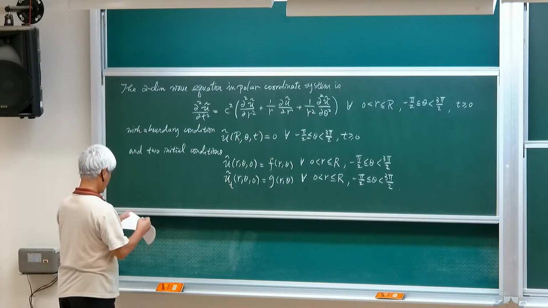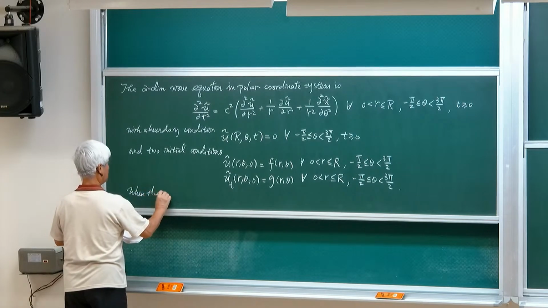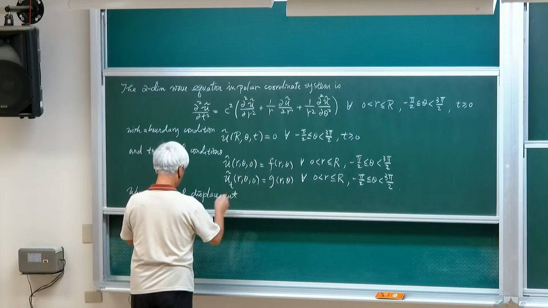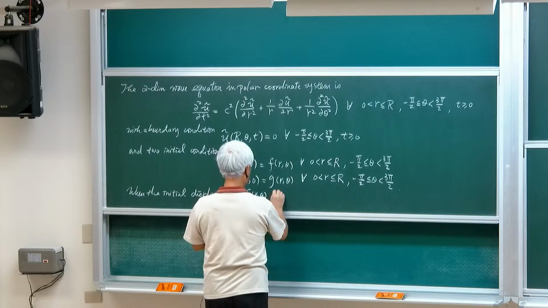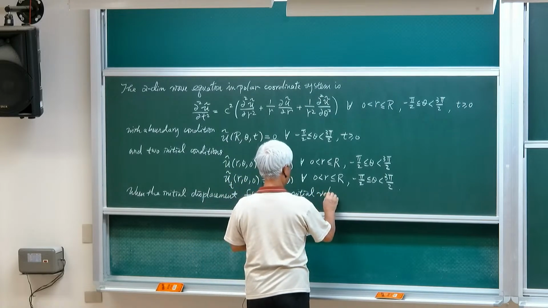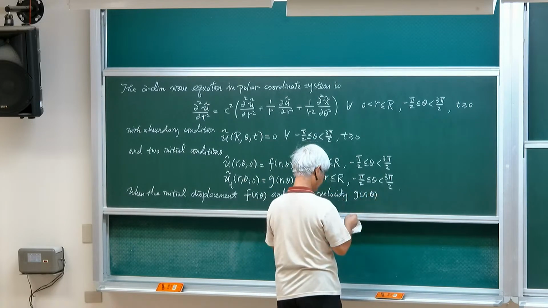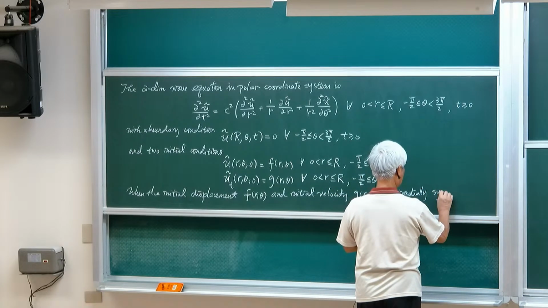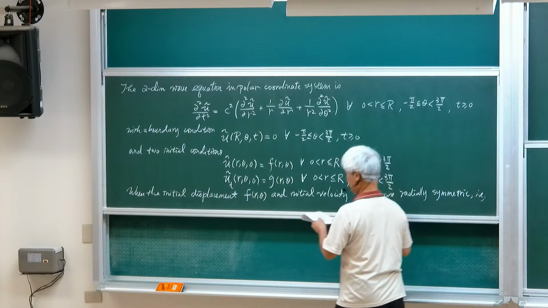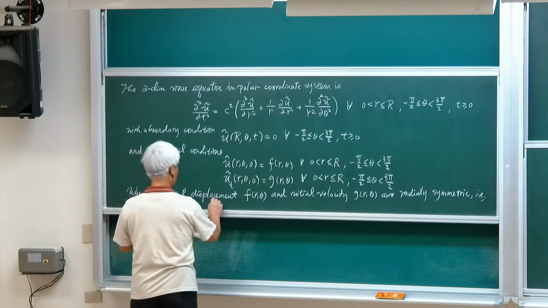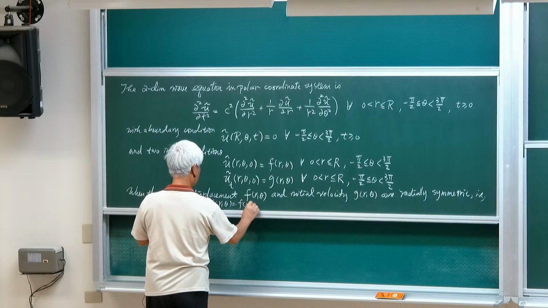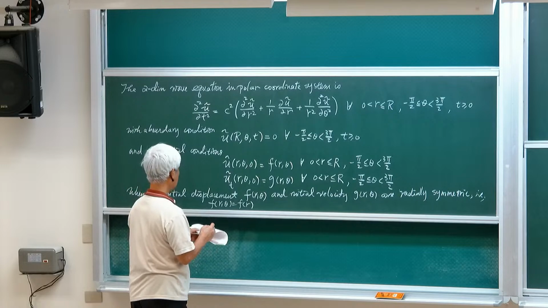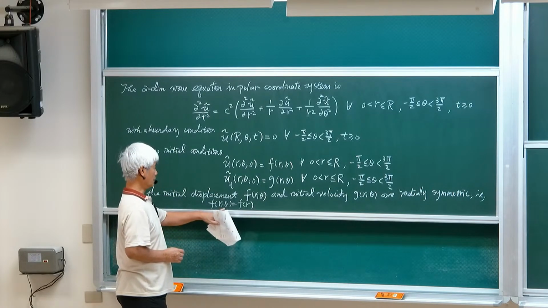So that is the two-dimensional wave equation. Now, when the initial displacement f of r, theta and initial velocity g of r, theta are radially symmetric, i.e. f(r, theta) is equal to f(r), the initial displacement depends only on the radial distance r and is independent of the horizontal angle theta.